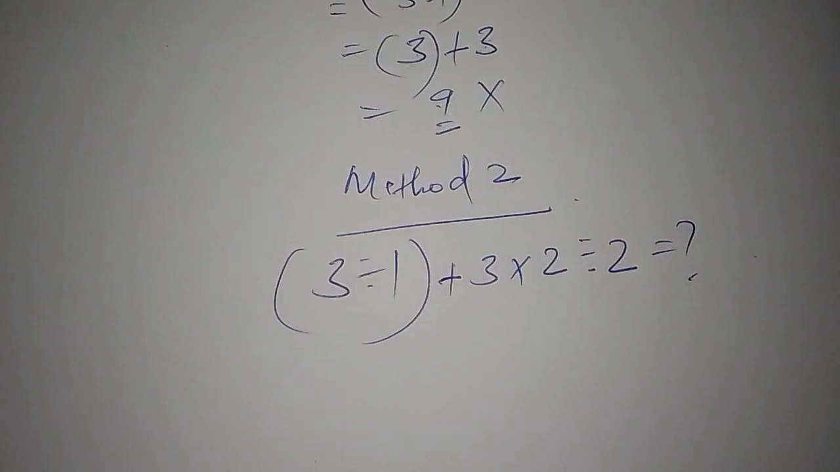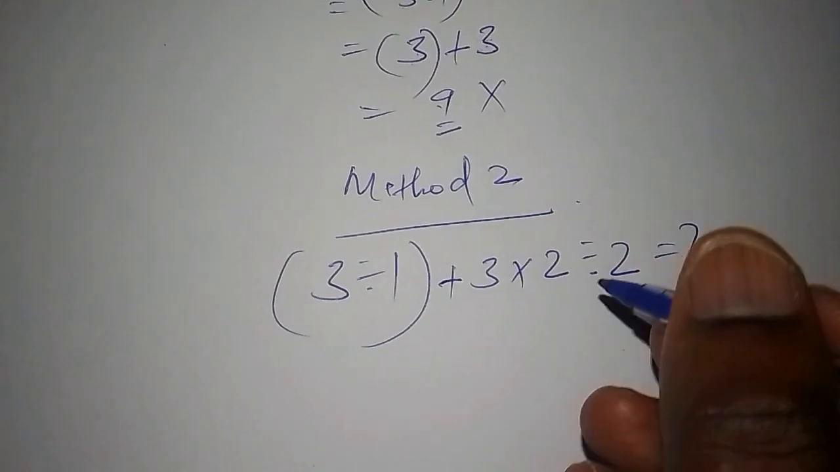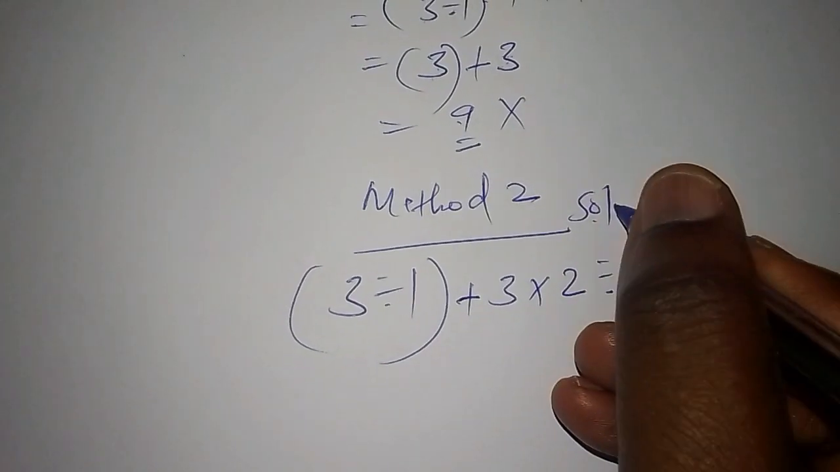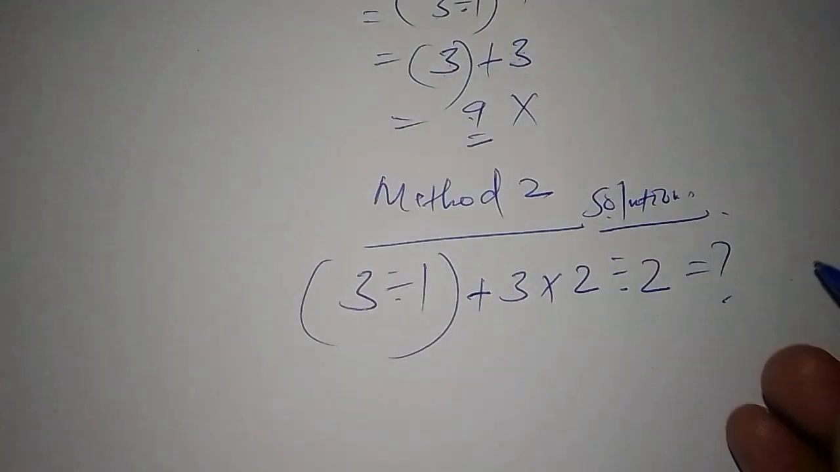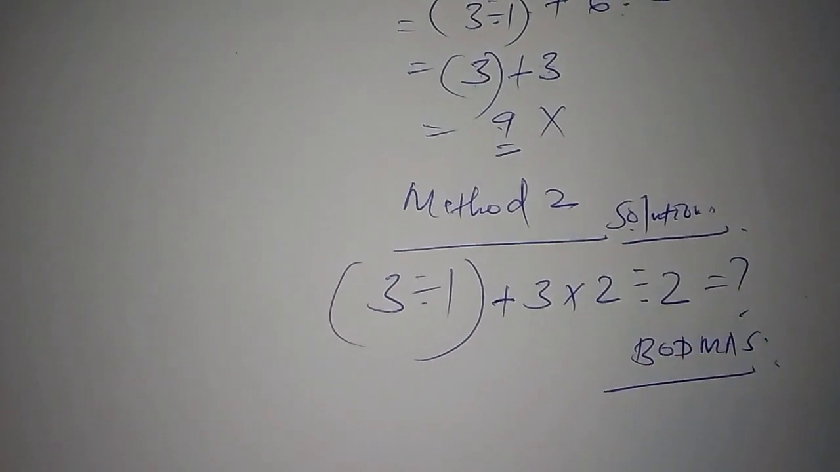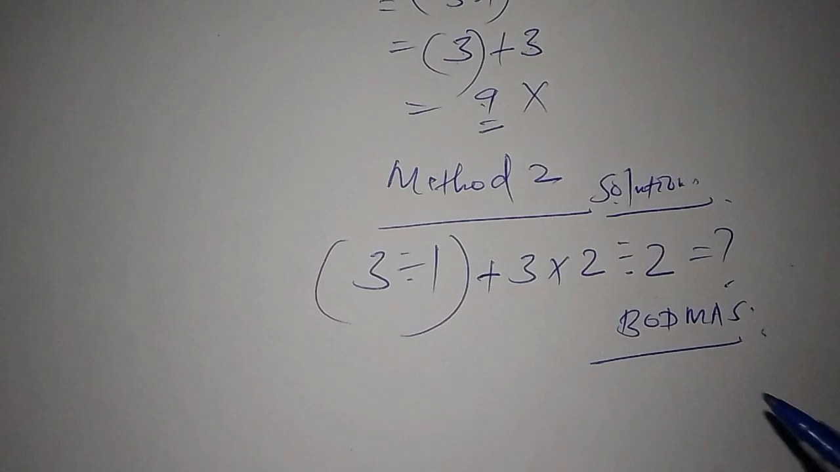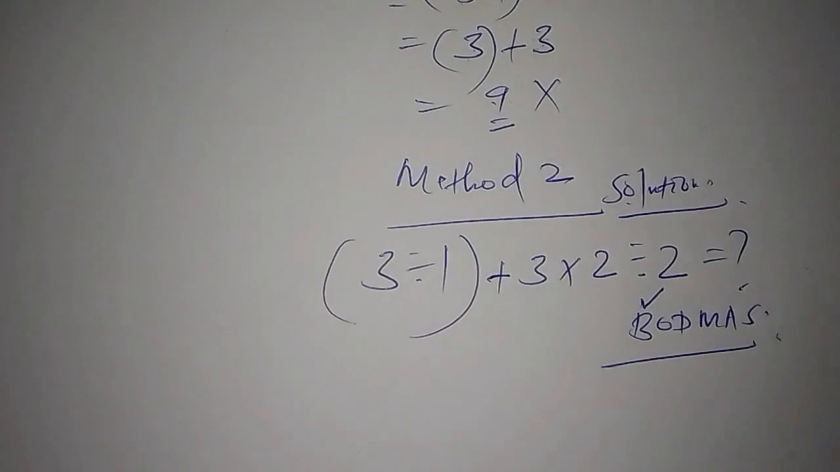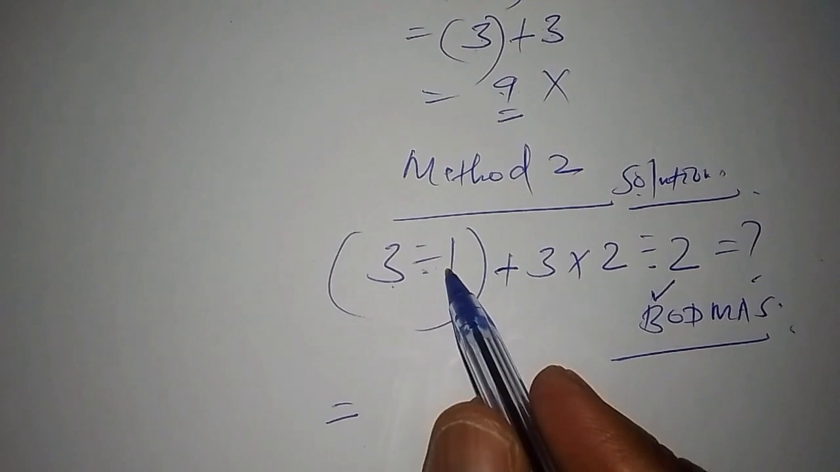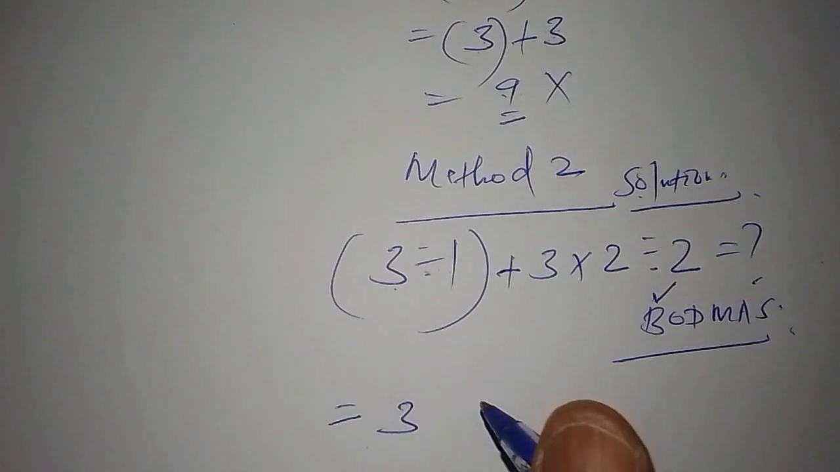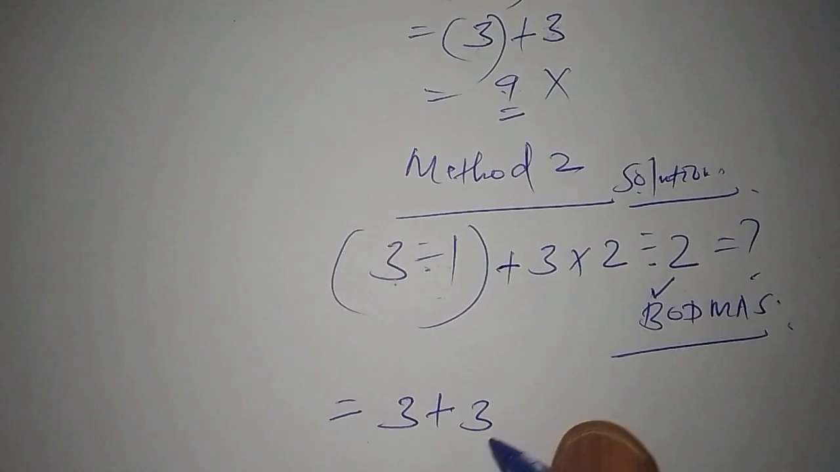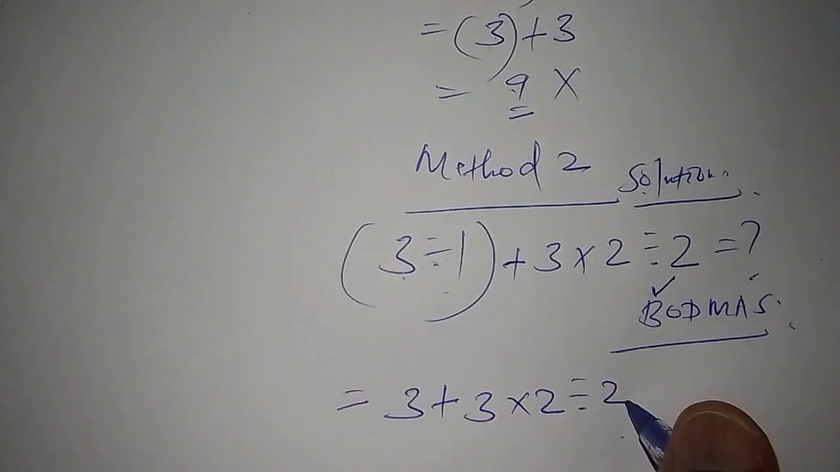Now under method 2, we are going to look at the solution, and considering the solution, we are going to talk about what is called the BODMAS. We're going to use the BODMAS rule. I shall tell you what BODMAS stands for. B stands for the bracket, so you have to work out the bracket first. So this one is equal to 3 divided by 1 is 3. Then because the bracket starts, add this 3, multiply by 2, then divide by 2.